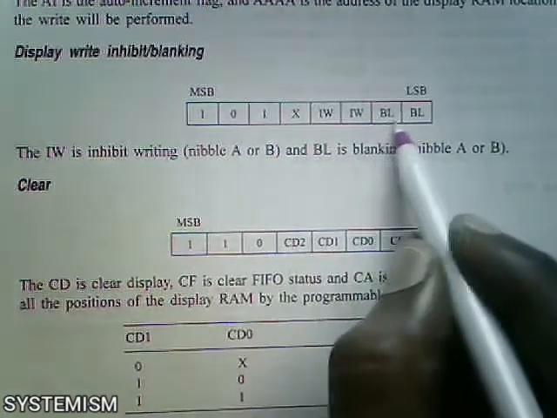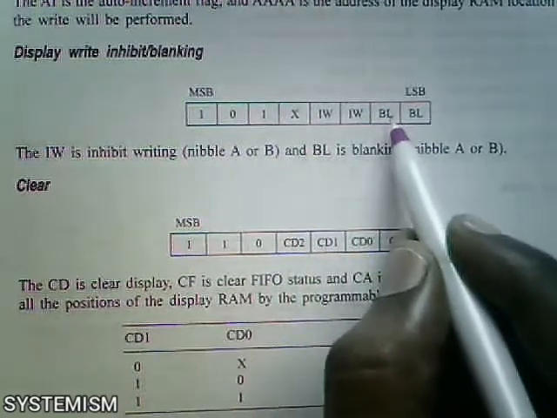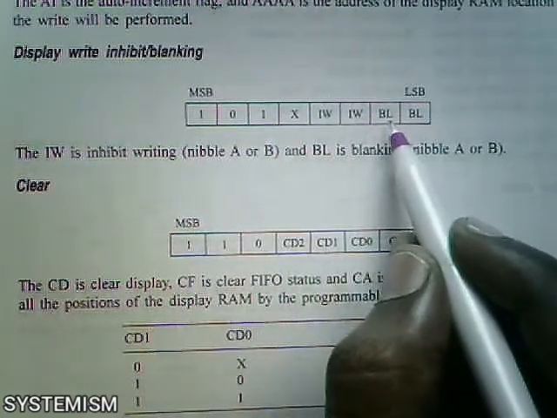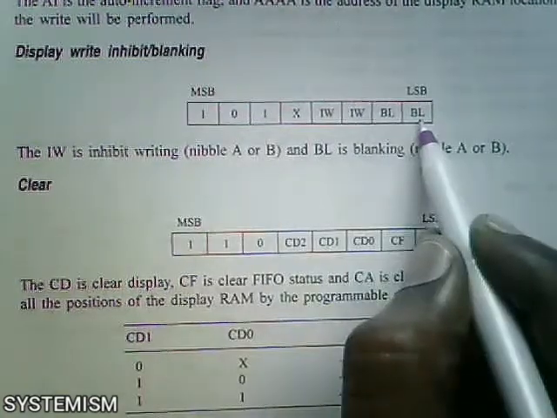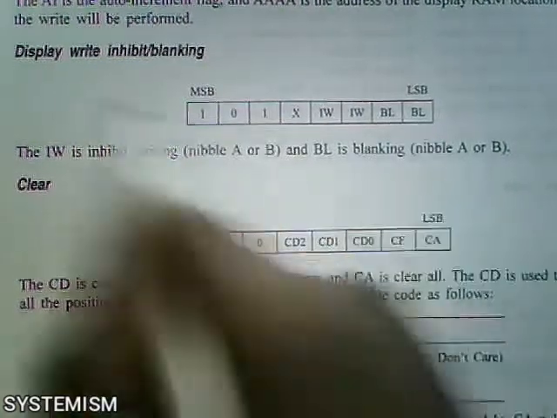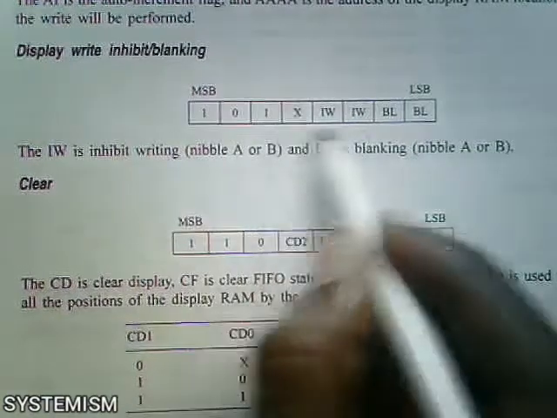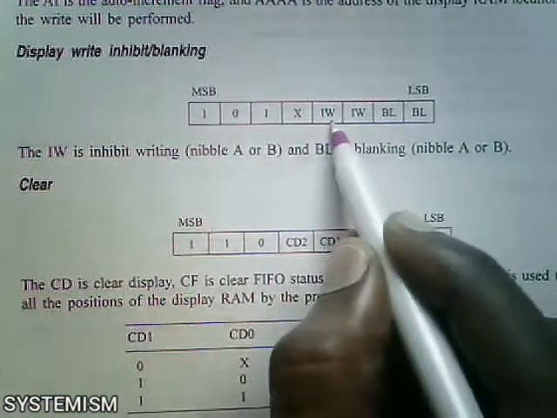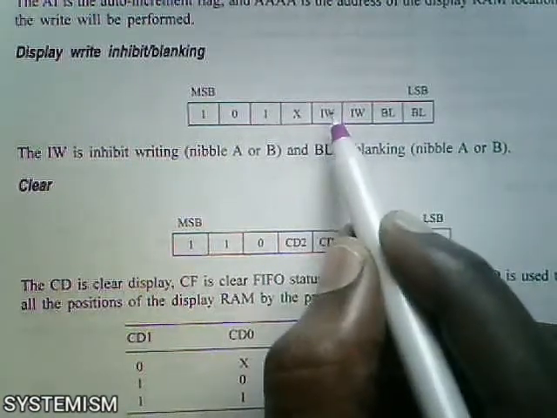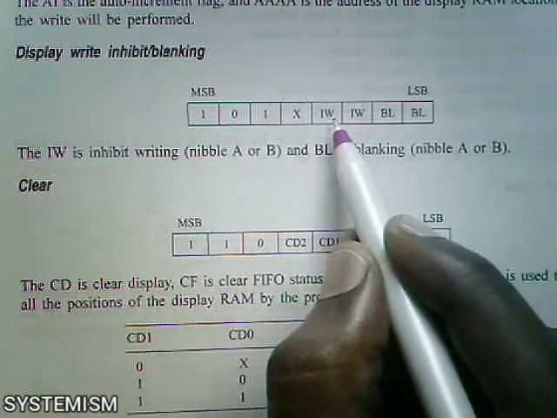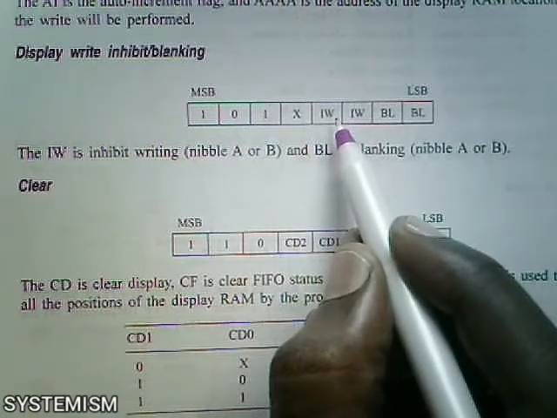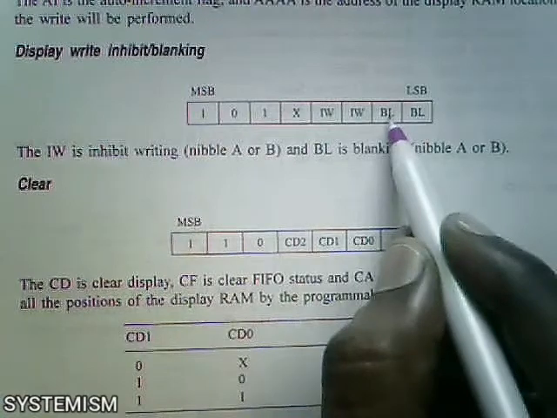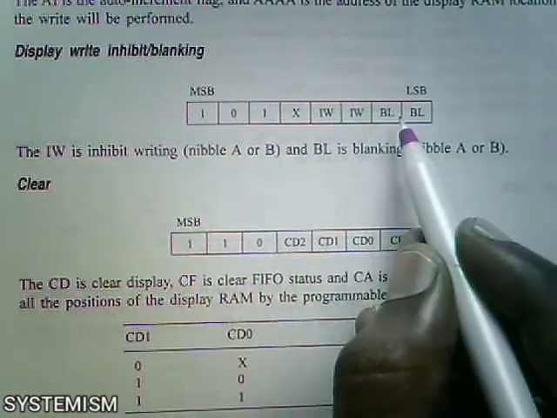Blanking means if you put 1 here, then your display will be totally blank. So this is your display write and inhibit blanking command word. Inhibit write means if you put 1 here, then it will keep the display as it is in the previous way. It will not change for the new input. Blanking means if you put 1 here, then it will blank the total display.